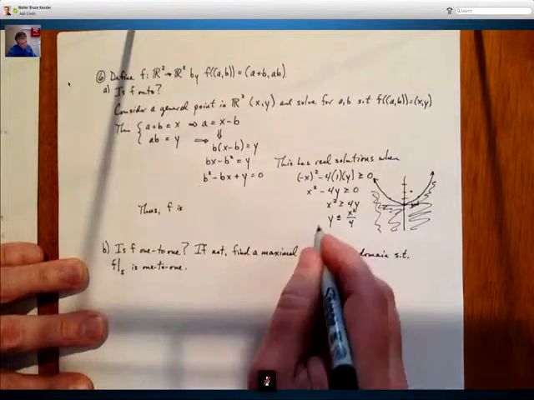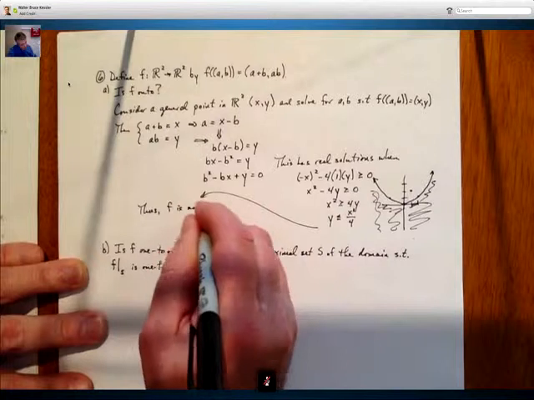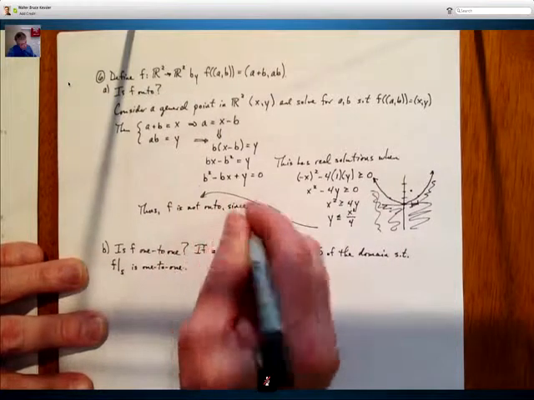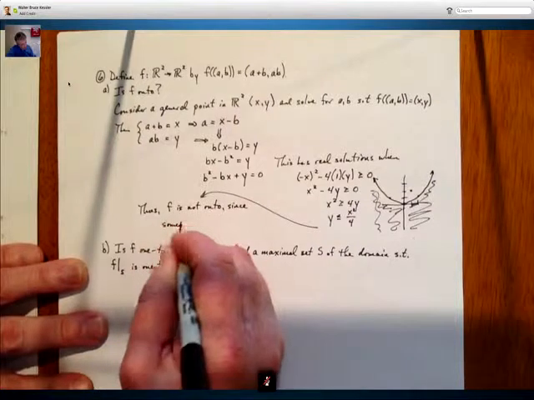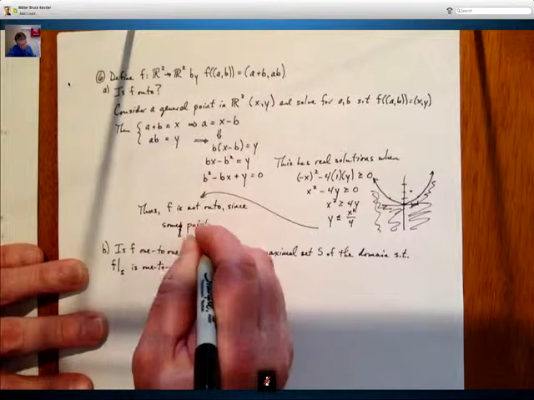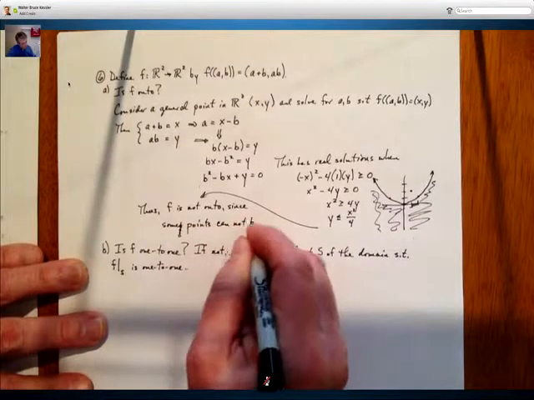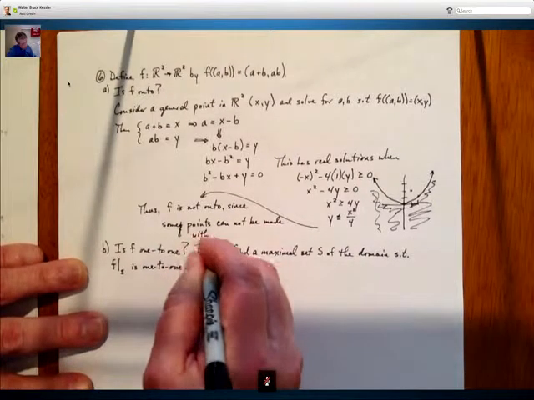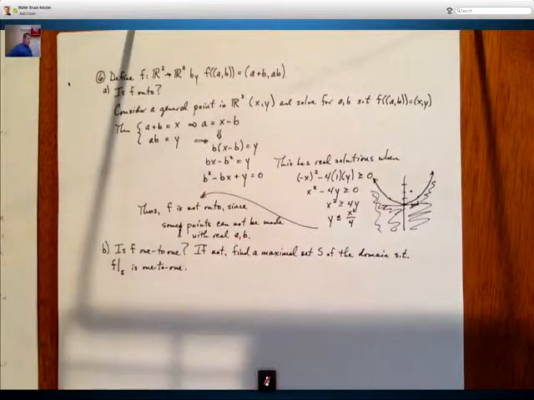Thus, f, and I'm kind of doing things out of order, I'm sorry, but I'm out of space, is not onto, since some points cannot be made with real a and b. Okay.